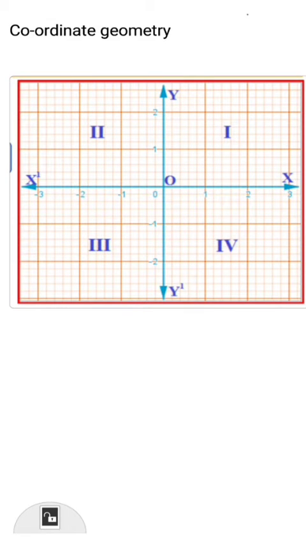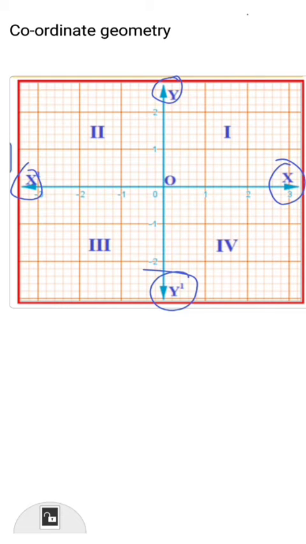Today I am taking coordinate geometry. All of you are familiar with coordinate axes. Mainly we have studied about the x-axis and y-axis. In your higher classes you will study about n number of axes. Actually the x-axis is named as X'OX, and the y-axis is named as Y'OY.